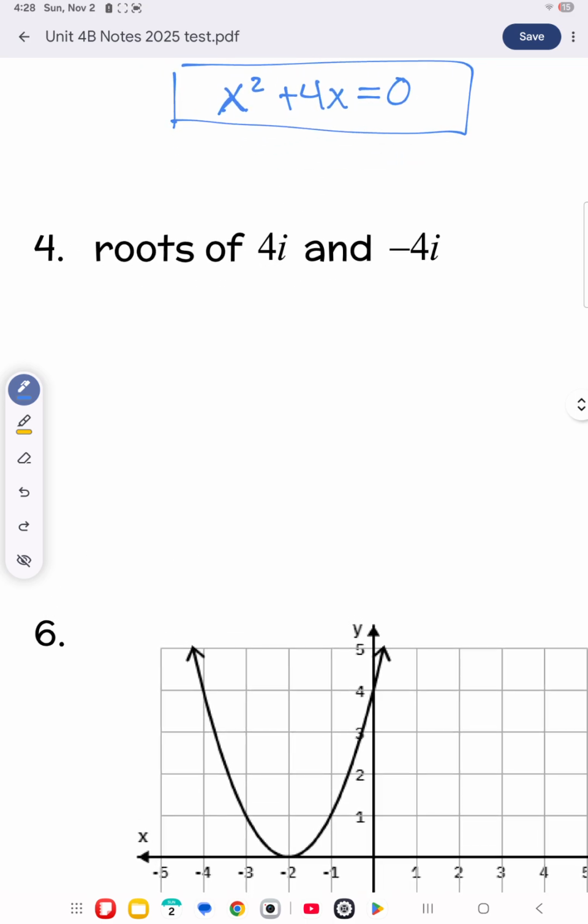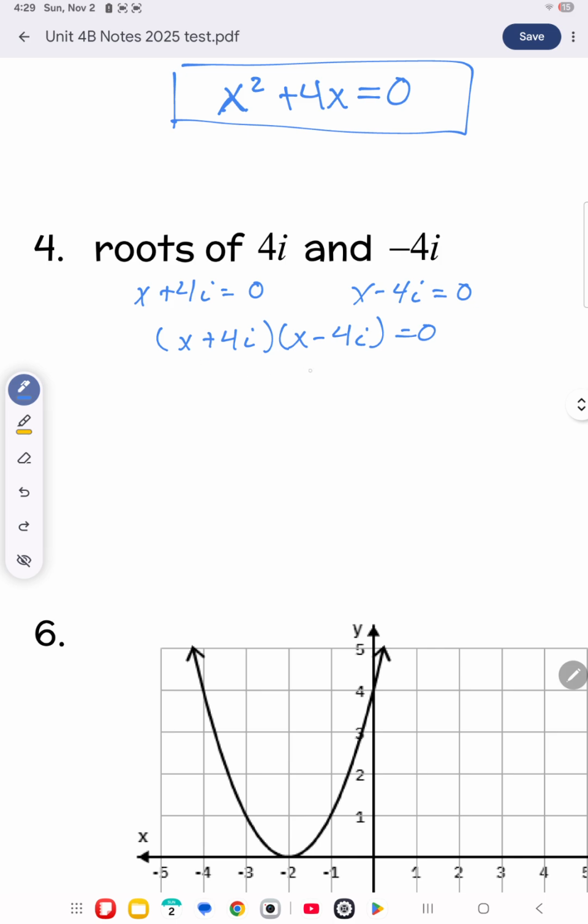Let's come on over here. All right, so now a little wrinkle here. Our roots are 4i and negative 4i. But you know what? We're not going to let that scare us. Imaginary numbers need love too. This is going to mean that x plus 4i equals 0 and x minus 4i equals 0. Those are going to be our factors. So we're going to multiply them together.